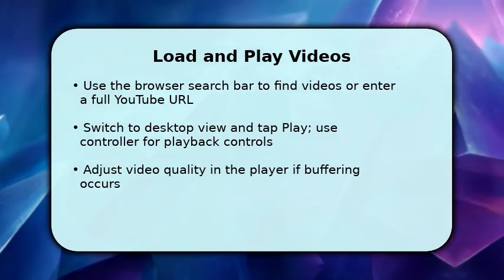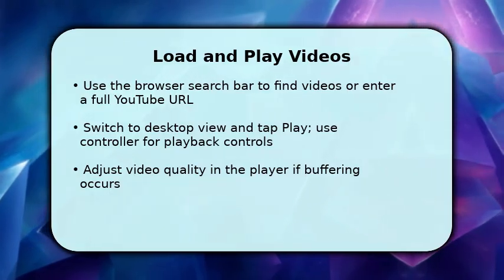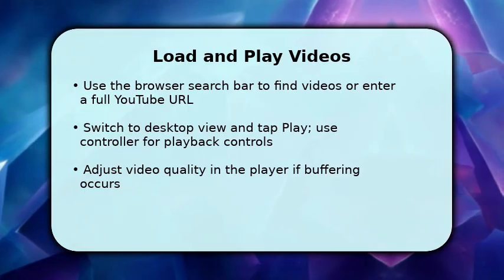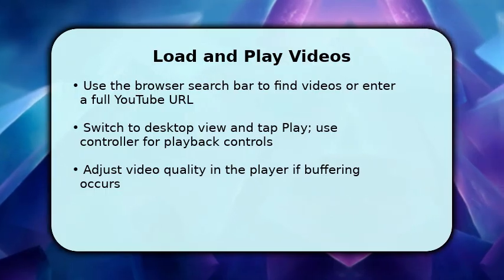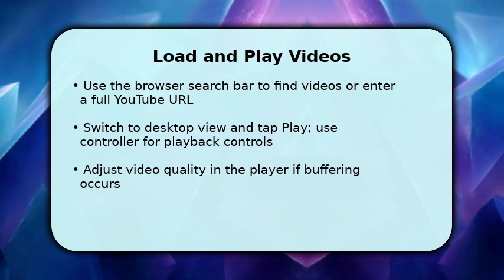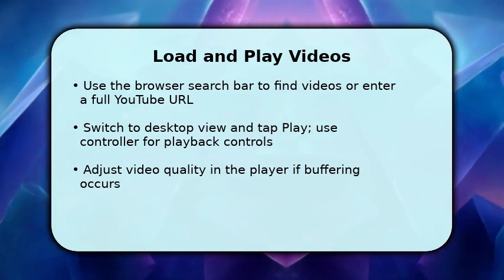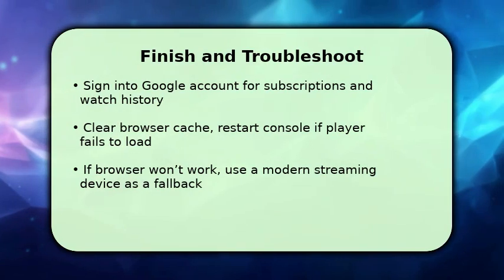If playback stalls, open the quality menu and select a lower resolution. The Xbox 360 browser handles HTML5 differently, so reducing to 480p or 360p often fixes buffering. To finish, sign into your Google account on the site so subscriptions and history follow you. This is optional but useful.